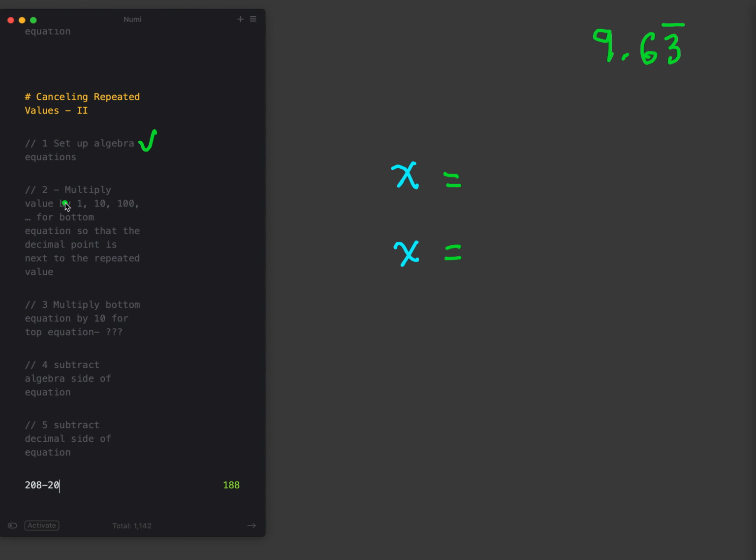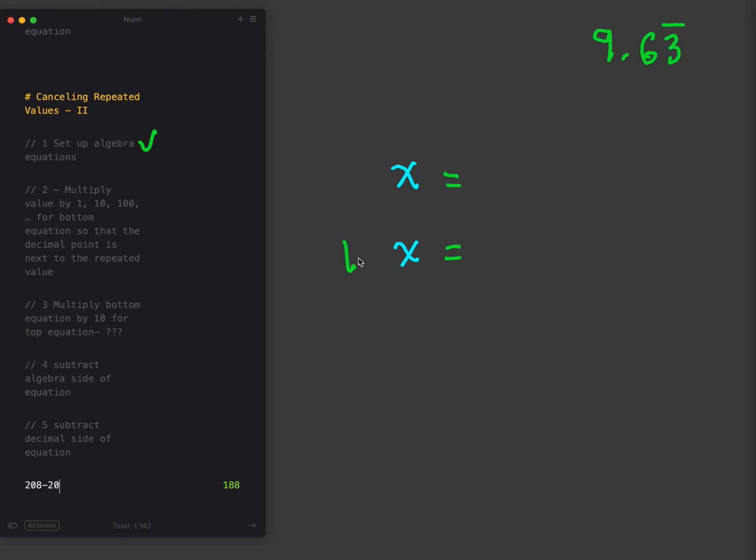Great. We need to figure out, are we multiplying by 1, 10, or 100 for the bottom equation? So if I look at this, if I want to get to the 3 here, I'm going to have to move my decimal place once, and then that's going to have the 3 right next to my decimal point. So in this case, I'm also going to be multiplying by 10.